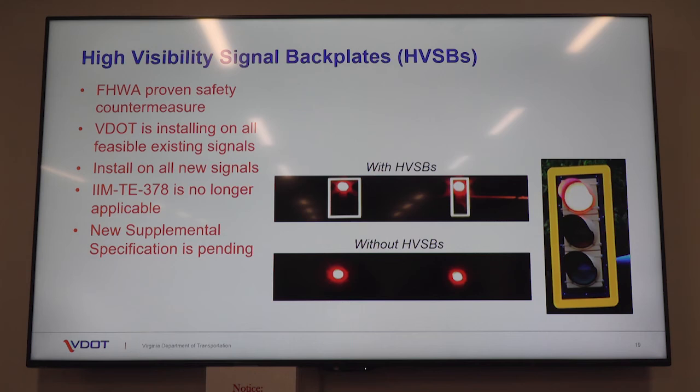Now, there's new direction that high visibility signal backplates should be installed across the state at all signals where feasible. So they should be installed on all new signals, and then for any existing signals that are being modified, high visibility signal backplates should be installed where feasible. For instance, if there's a need to upgrade structural in order to accommodate new backplates, then that would not be considered feasible. Also to note, there's a new supplemental specification that is pending for high visibility signal backplates.